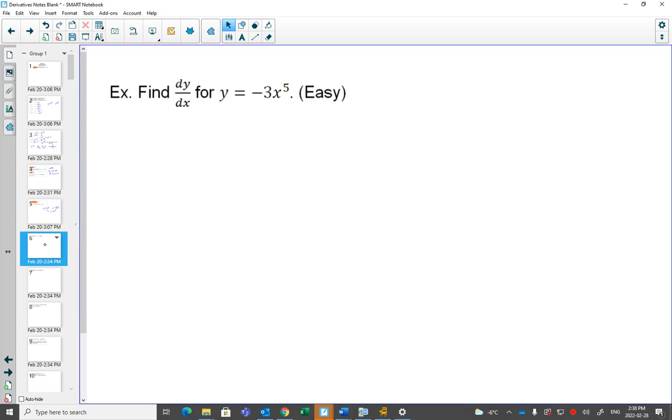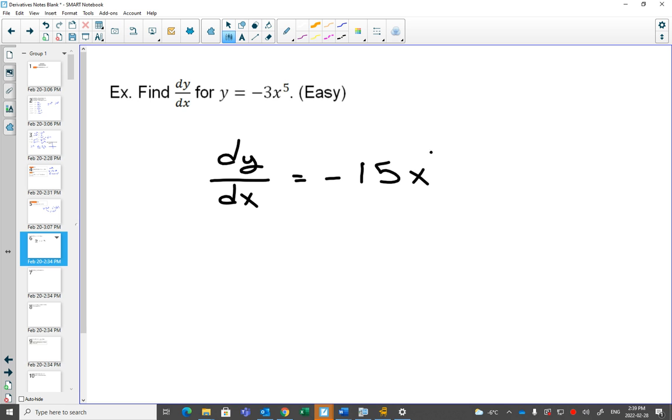And in the questions I have here, we're going to get used to all the different forms of asking the same question. So this one has the dy/dx. That's another way of writing the derivative. So if the question says find dy/dx, then in your answer you should write dy/dx equals, and 5 comes out in front, subtract 1 from the exponent, negative 15x to the 4.